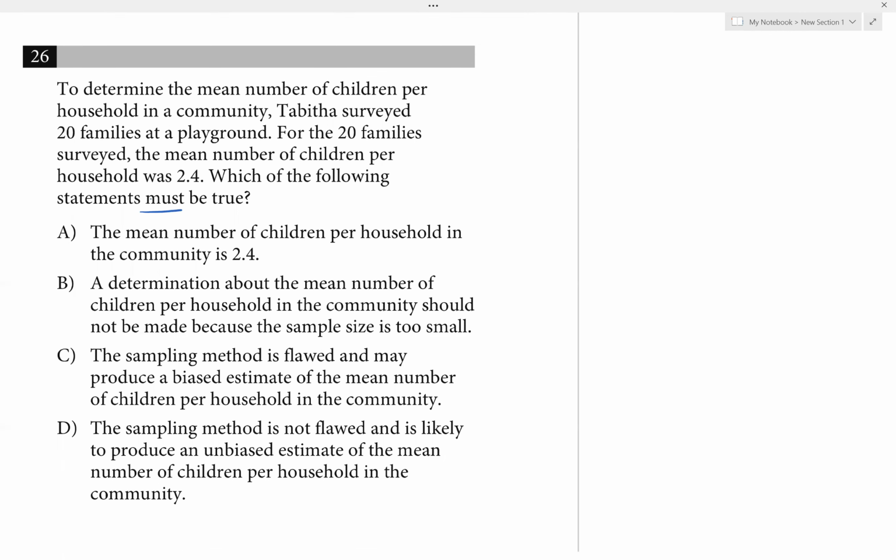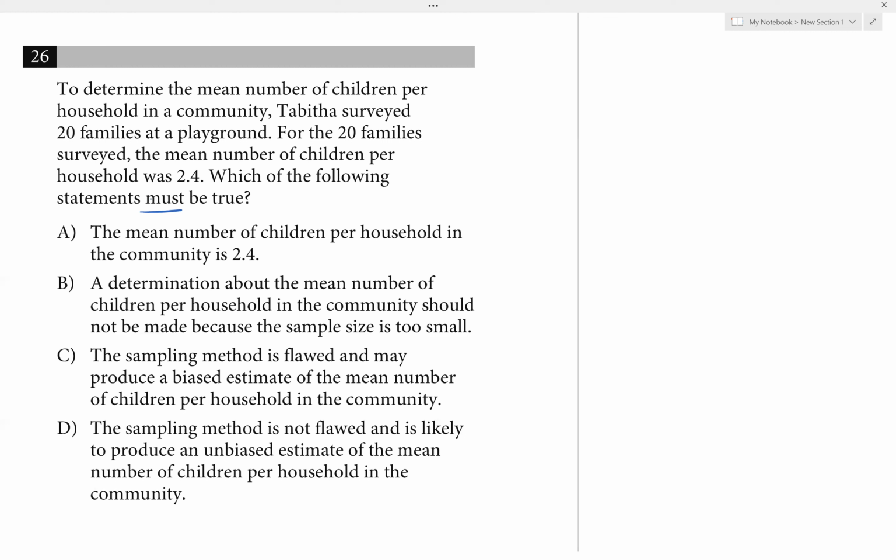Okay, so she surveyed 20 families at the playground, and the result that she got is that the mean number of children is 2.4. Okay, so A says the mean number of children per household in the community is 2.4. Will that be a correct statement? Well, based on the sample of 20 families, the mean is 2.4. But do we know for sure that the community is exactly 2.4 as well? Well, we don't know for sure because we're applying the sample to a bigger population, right?